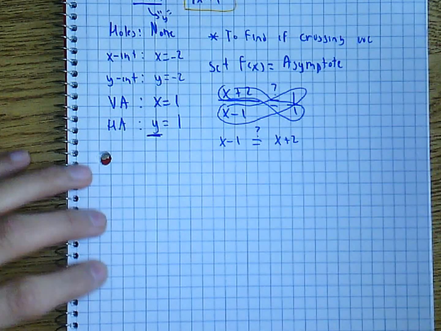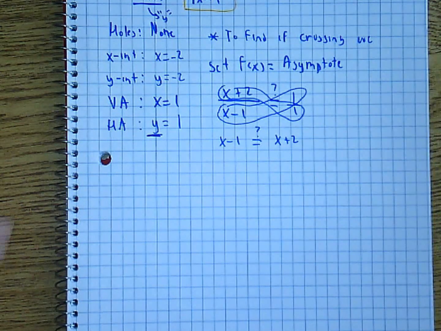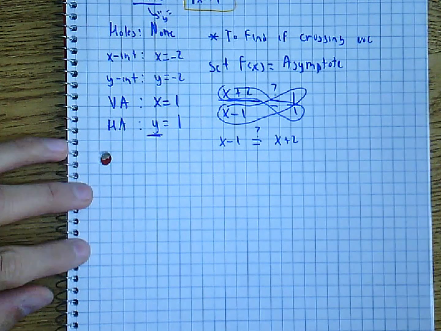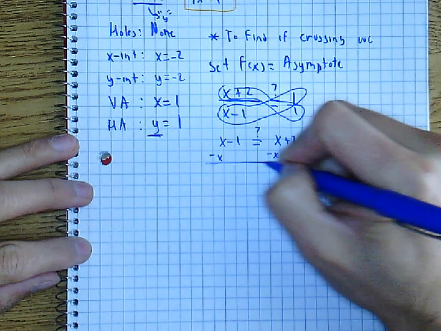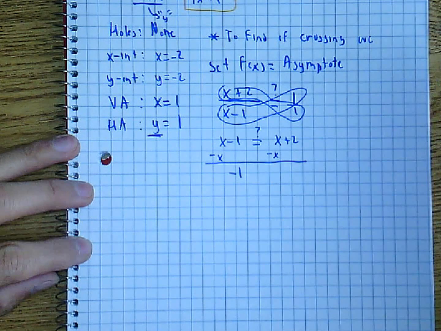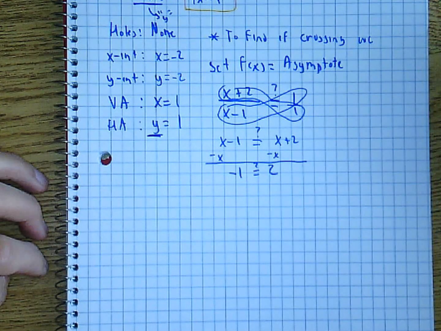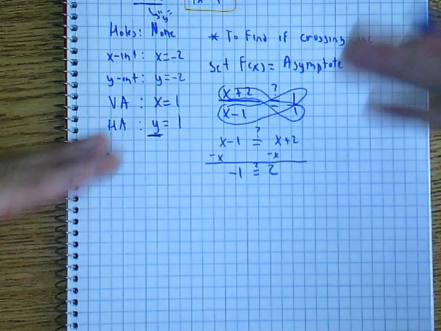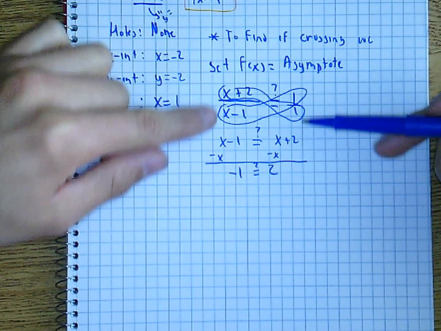All right, do you see how after I set this equal to each other and I try to solve this, I'm getting a statement that mathematically doesn't make sense? Because this doesn't make sense, therefore, we do not cross the asymptote. And that's important for us to know. So we're not going to cross it. Okay? So now we have everything we need. We're ready to try to sketch this out.